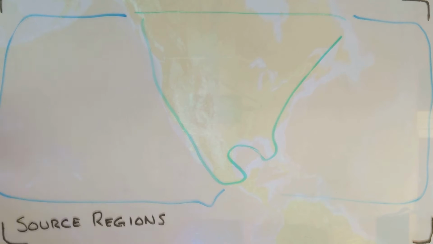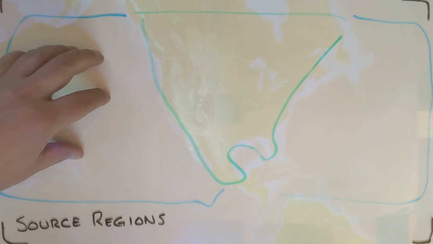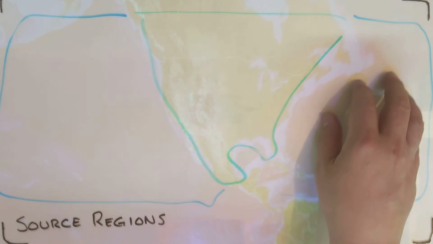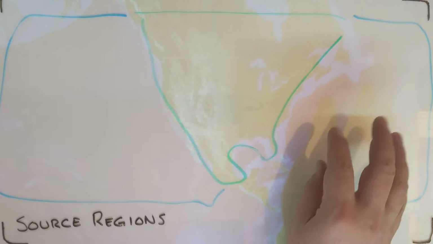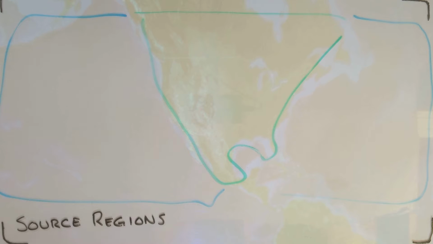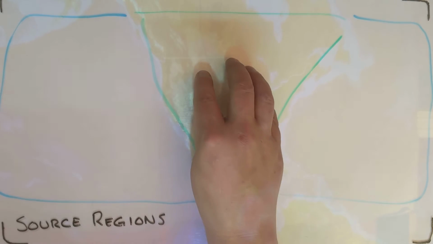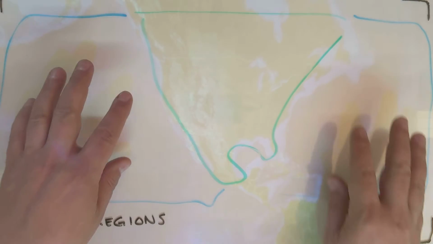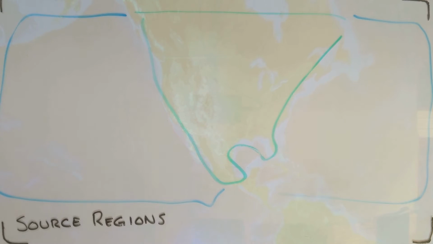And so if an air mass forms anywhere over here, it's going to be a maritime. If an air mass forms anywhere over here, it's going to be a maritime. If it forms anywhere over the continent, it's going to be a continental. Continental air masses are dry, and maritime air masses are humid.